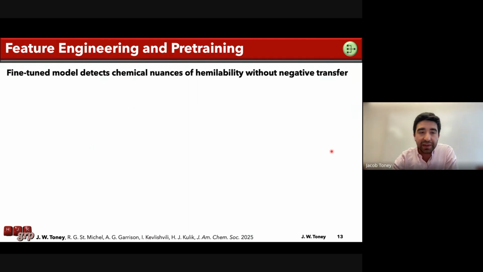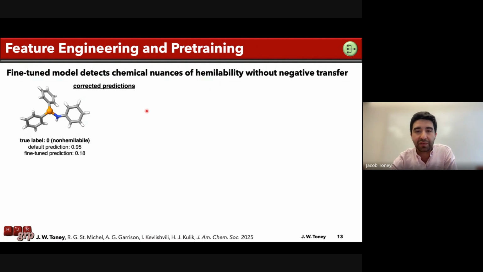Now I can show a bit on how this fine-tuned model works and that it detects chemical nuances of hemilability. So first, here's a prediction that was incorrect before we fine-tuned, but was corrected. So that's this phosphorus ligand, that's the only coordination mode that it ever observes. It's only going to be the phosphorus that binds to the metal. But our non-fine-tuned model was very confident that this is a hemilabile ligand. But once we ran it through fine-tuning, the improved model was able to correctly assess that this is not a hemilabile ligand. Its prediction is 0.18, which rounds down to 0.